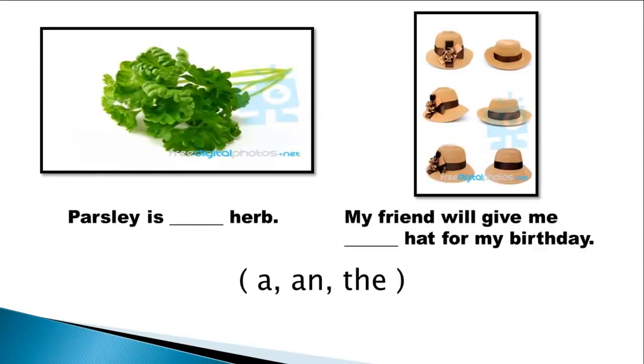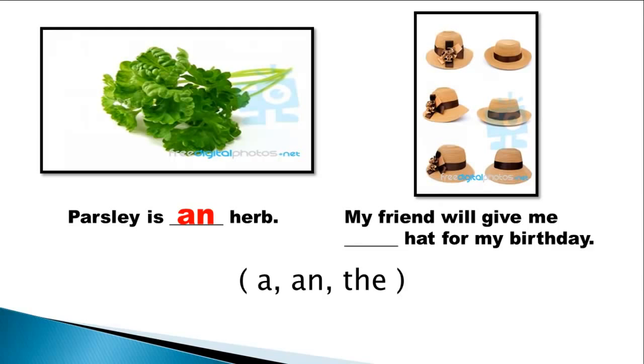Next one. Parsley is blank herb. Is it a, an, or the? The correct answer is an. Why? Because H in the word herb is a silent letter. We do not pronounce the H in herb. We say it as "erb", so it should be an herb.